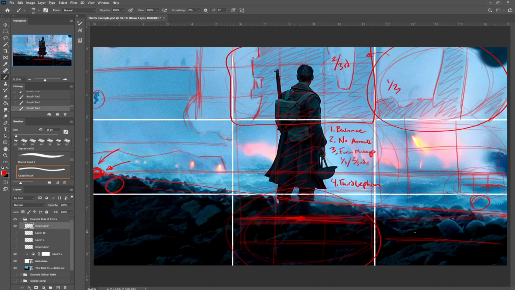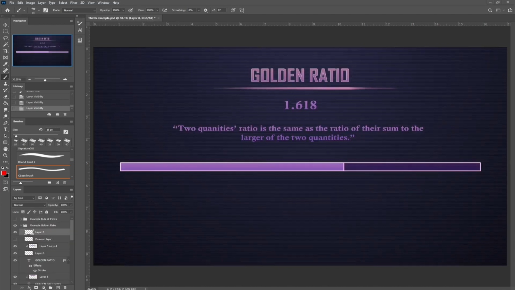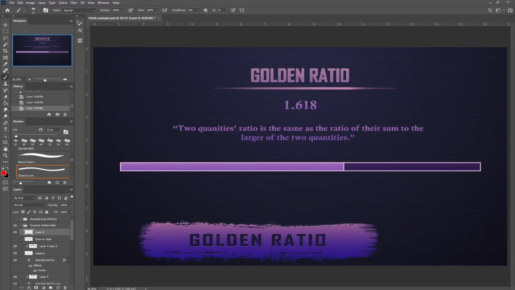Remember these. They will be important. Let's move on to the next one. Our next example will be the golden ratio.